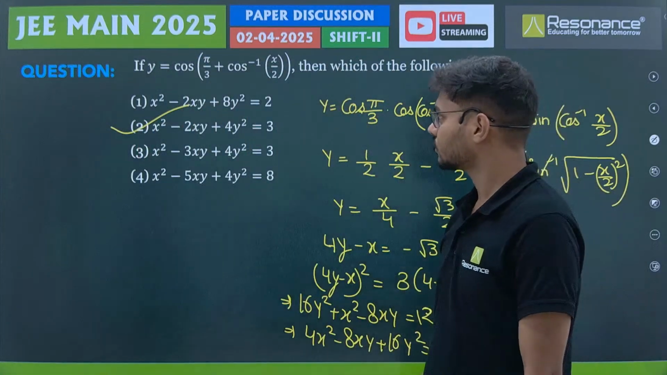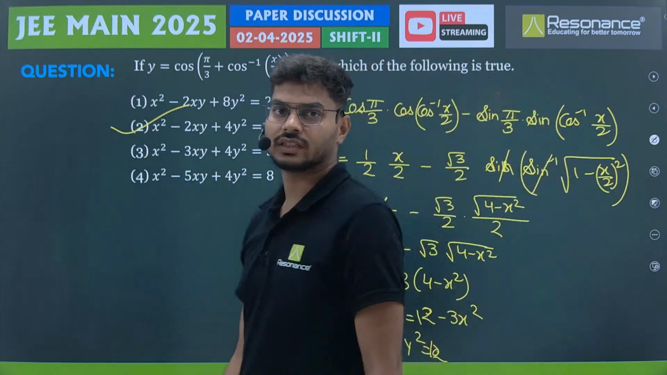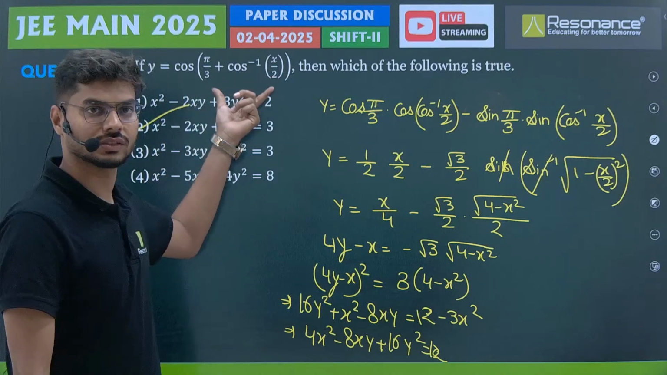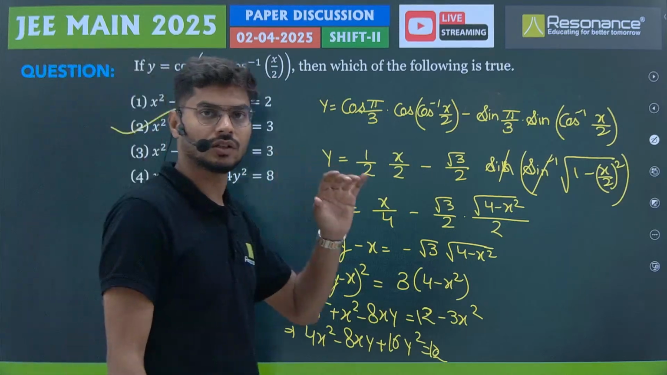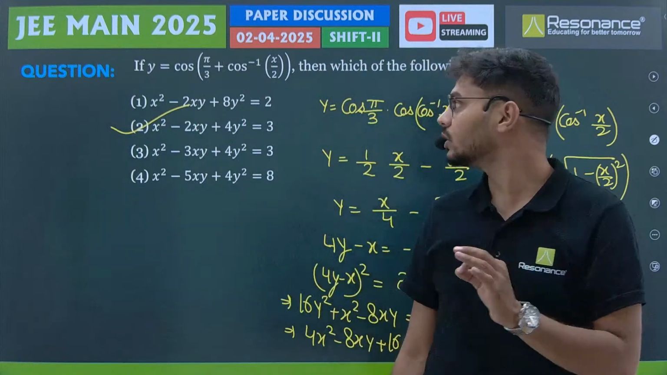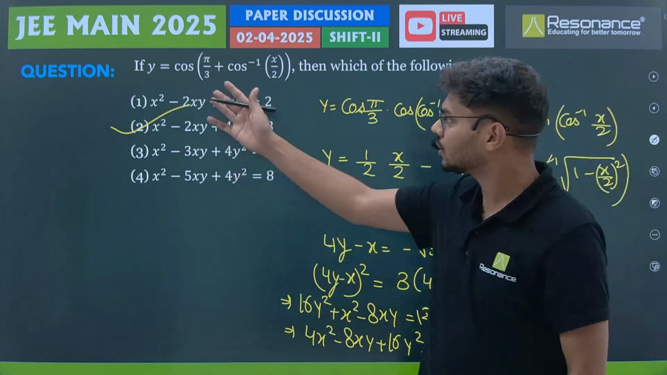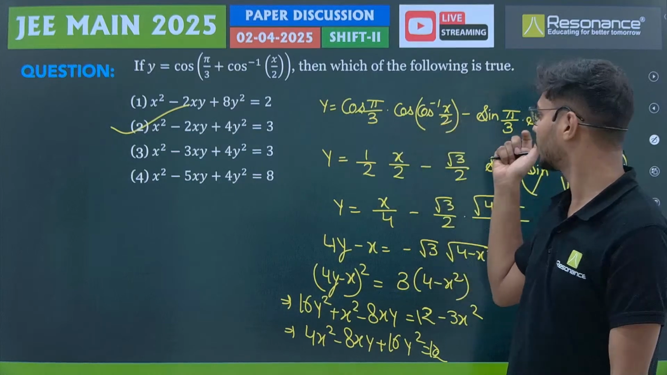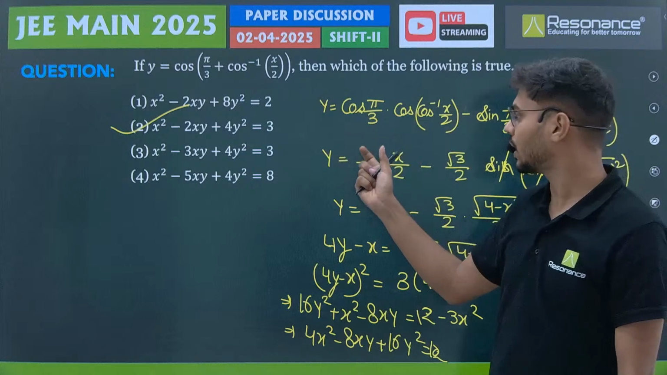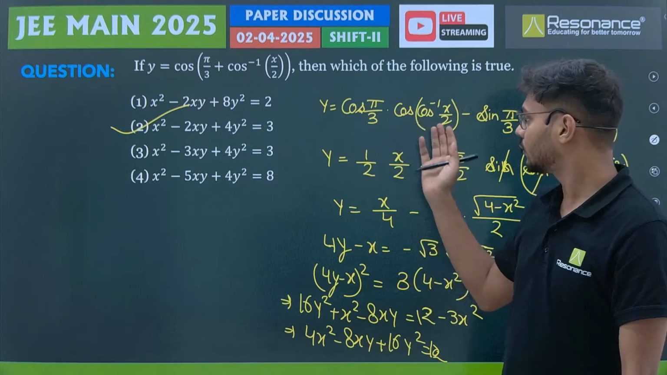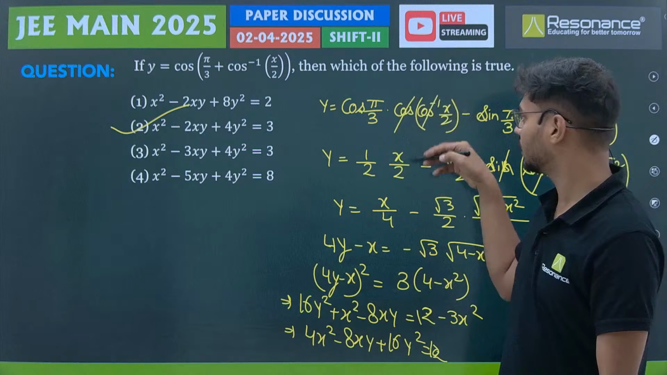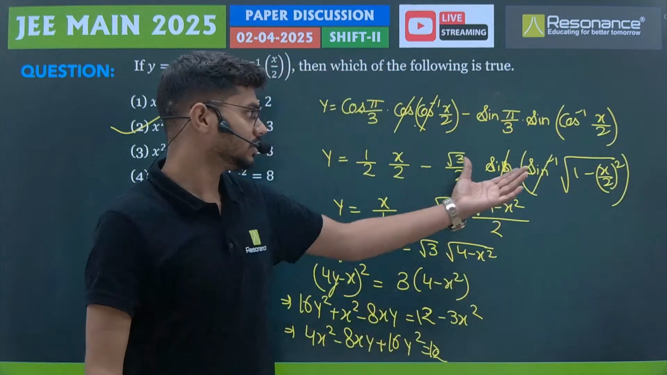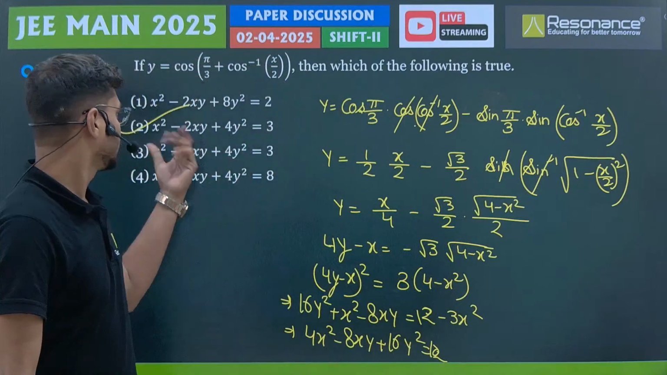So in this particular problem, we discussed how to use the inverse as well as the trigonometric function. I used the compound angle formula for cos pi by 3 plus cos inverse x by 2: y equals cos A cos B minus sin A sin B. I used the fact that cos pi by 3 is nothing but 1 by 2. This value is x by 2, the cos inverse cancels out. I can put the value of sine of cos inverse x. Using the formula, I get that the second option is correct.